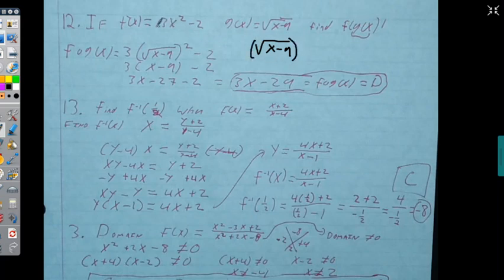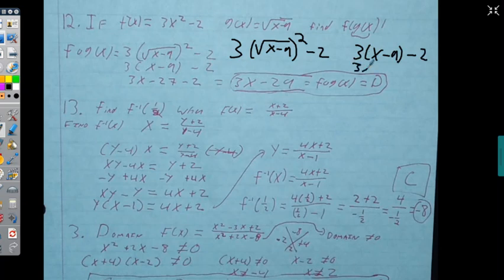Conceptually verbalize this. f of x is equal to 3x squared minus 2. g of x is the input. With f of x, you take the input, you square it, you multiply it by 3, and then you subtract 2. So I take the input, I square it, then I multiply it by 3, and then I subtract 2. The square root of x minus 9, squared: when I square it, it cancels out the square root. So now I just get 3 times x minus 9, minus 2.